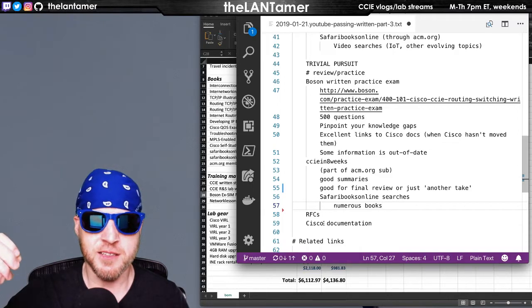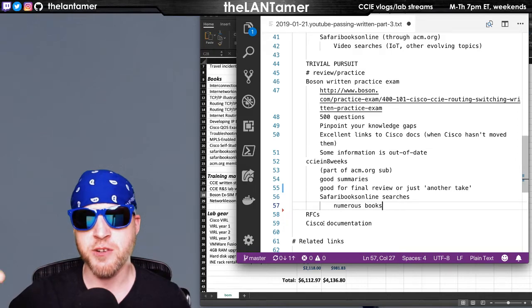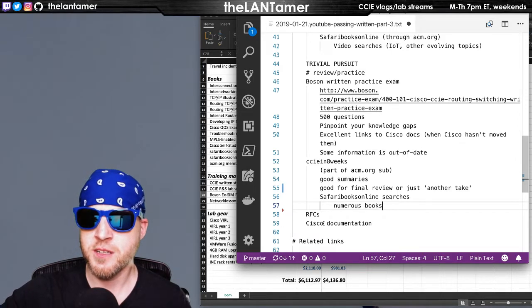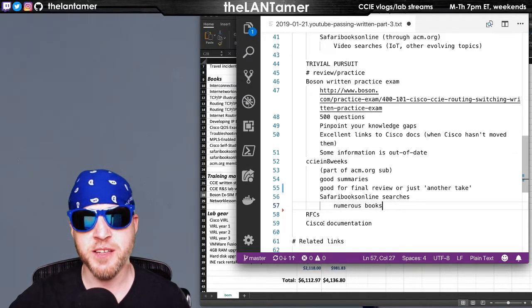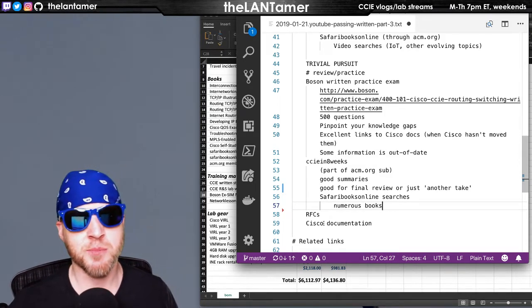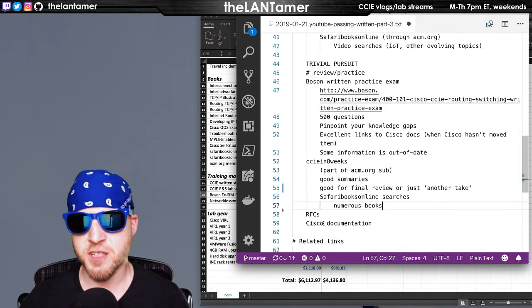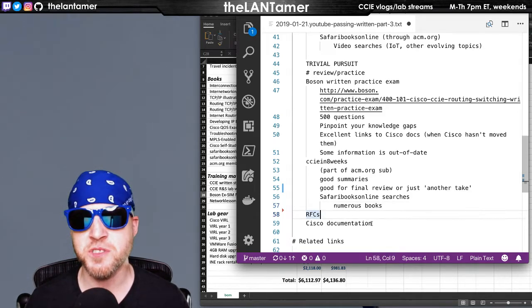And you've looked at all the materials that you have, and you still feel like you're missing some details, or the Boson exam revealed that there are some points about that protocol that you really don't know, and you've done Google searches, you've done other searches. Don't be afraid to go, of course, to Cisco Documentation.